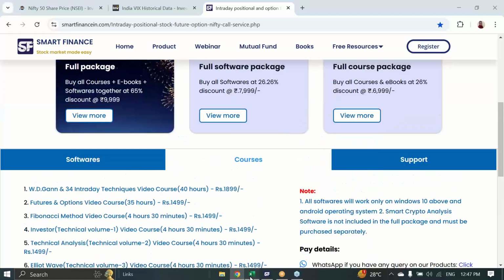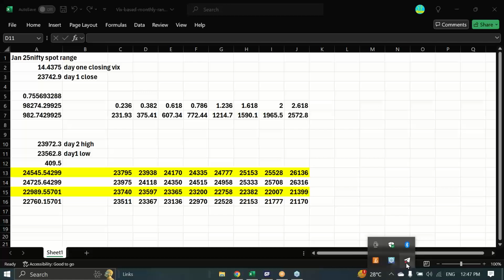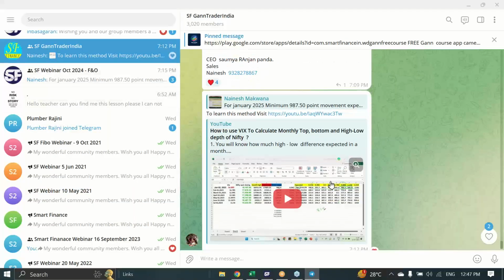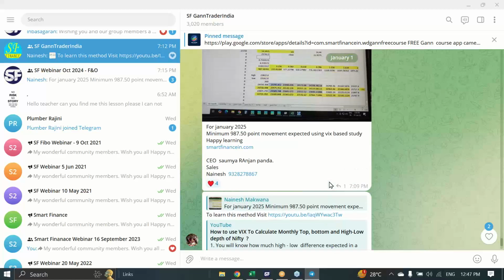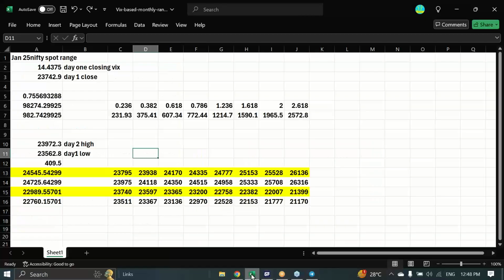So in this particular video, I am going to describe one very important concept. Those who are members of our Telegram group, we are flagging these things every month. Yesterday also we put these things in our forum. So how will you calculate the Nifty depth using the VIX?